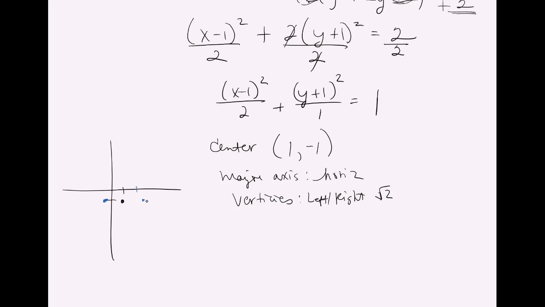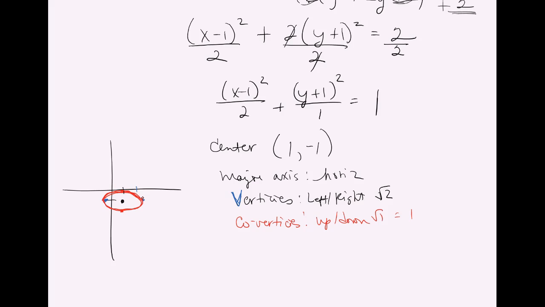Now as far as my co-vertices, I'll do this in blue. So the blue ones are the vertices. The co-vertices are on the minor axes. So this is how far up and down you go, and you get that number by looking under y for your up and down and taking the square root of that. So I'm going to go up and down the square root of 1, which is of course 1. So up and down 1. So what happens is you end up making sort of a flatter ellipse, like a football or something. There we go. So that's what it's going to look like.